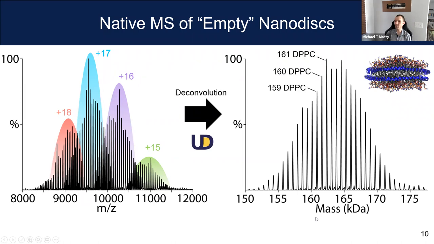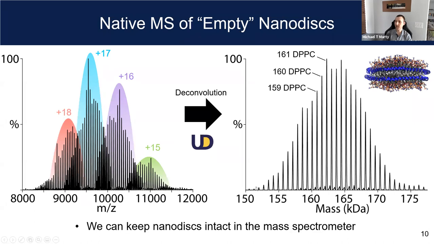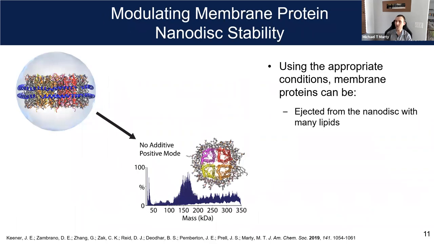And what we see is that we have a lot of distinct peaks here, and each of these distinct peaks corresponds to a specific number of lipids per complex. So we see some pick up 159, some are 160, some are 161. We can really precisely say what this mass and lipid count distribution is on the nanodisc. And overall, this demonstrates that we can keep these nanodiscs intact in the mass spectrometer, with this total number of lipids and overall mass. And we worked on a variety of little tricks to help stabilize things and prevent even the last lipids from breaking off. So when we put a membrane protein inside, things get a little more complex.